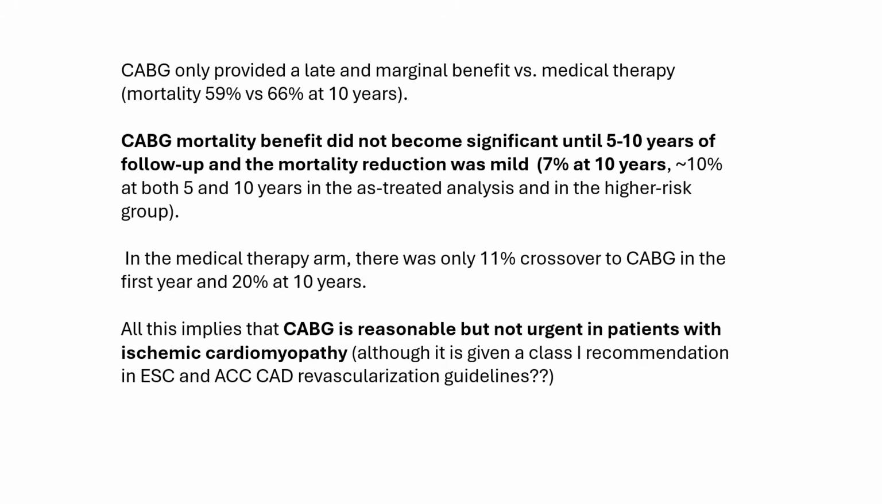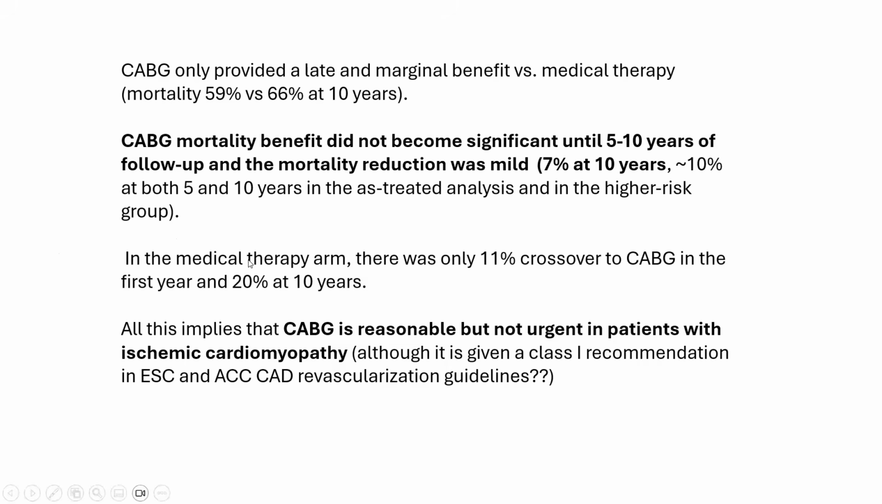So CABG did provide some benefit in ischemic cardiomyopathy, but it was only a late and marginal benefit versus medical therapy. CABG mortality benefit did not become significant until 5 to 10 years of follow-up, and the mortality reduction was mild, only 7% at 10 years, and 10% at both 5 and 10 years in the as-treated analysis and in the higher risk group. So if you spin the data to the high risk patients or the patients who were treated as planned with CABG, the mortality reduction was still not dramatic, 10% at 10 years, about 1% per year.